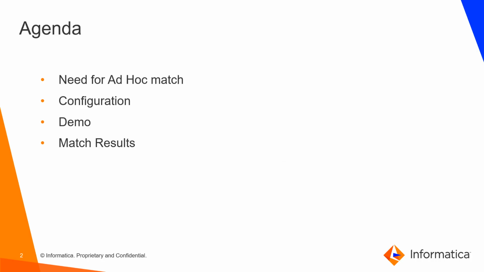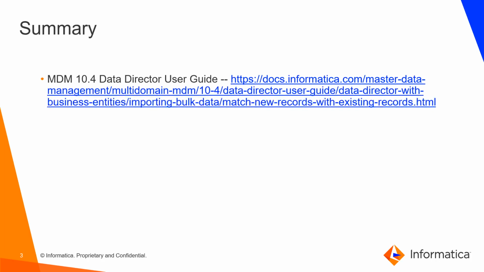So this is how ad hoc match works. This is how it is set up. You can find more information on what needs to be set up and how it is executed. All the information is mentioned in this data director user guide, which you can view if you click on this link. It's applicable for MDM 10.4 version. So this has all the information pertaining to ad hoc matching.